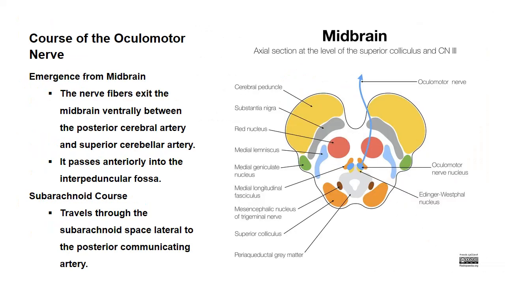The oculomotor nerve follows a well-defined path from the brainstem to the orbit. The nerve fibers exit the midbrain ventrally between the posterior cerebral artery and superior cerebellar artery and pass anteriorly into the interpeduncular fossa. Then it travels through the subarachnoid space lateral to the posterior communicating artery. This is a clinically significant region because aneurysms of the posterior communicating artery can compress the nerve, leading to oculomotor palsy.